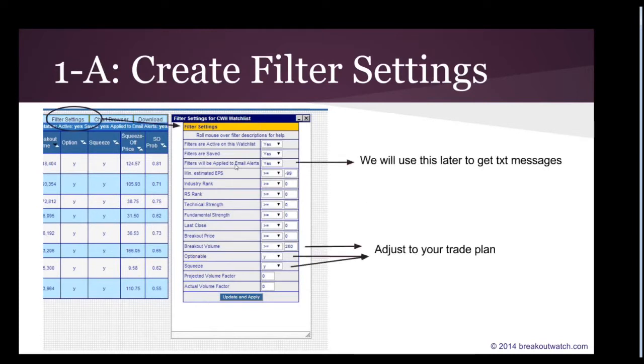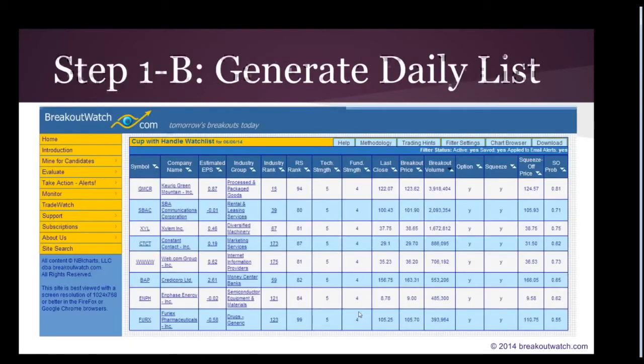We'll use this email alert later when we get the text messages, but these are settings that need to be based on your trade plan. For instance, you might say, you know what, I just want to play the stock. I don't even want to play options. Well, then you can set optionable to N/A or nothing, I can't remember which, and then you'd get everything. That might be what you want.